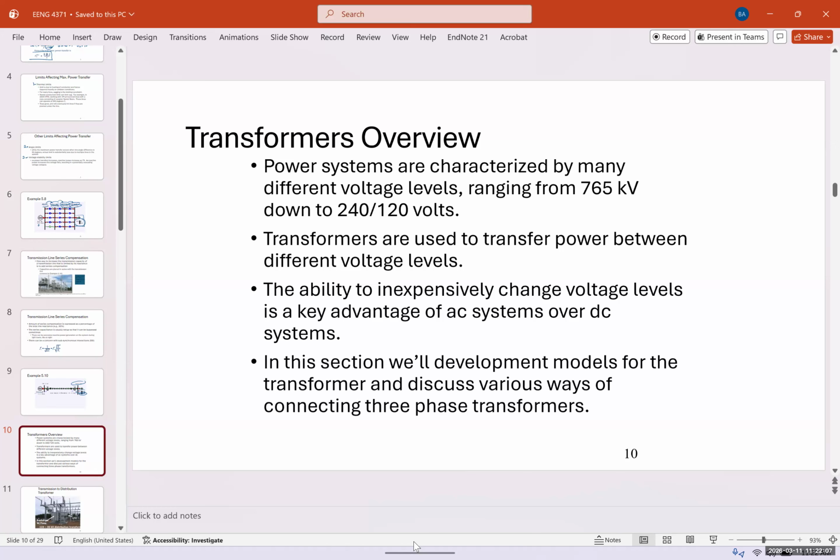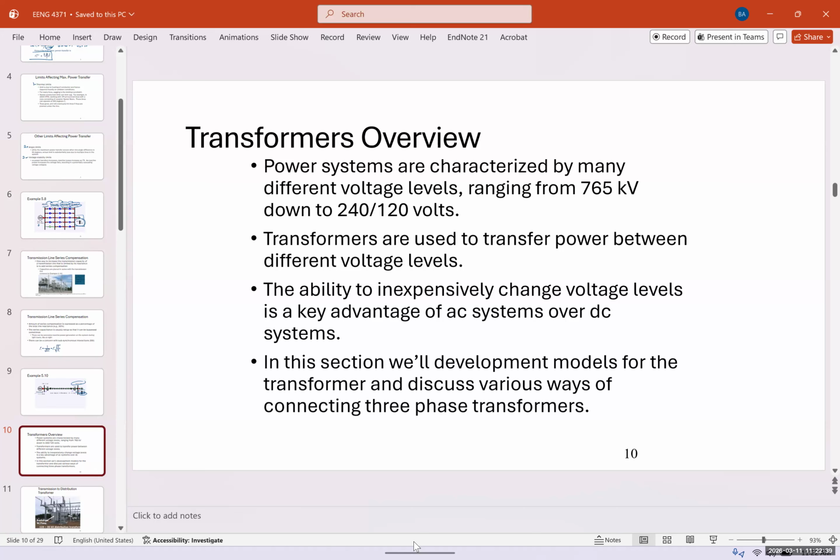Transformers are used to transfer power between different voltage levels. The ability to inexpensively change voltage levels is a key advantage of an AC system over DC, and that's the reason AC won the current wars in the early 1900s, because you can easily and very cheaply increase the voltage and reduce the power loss.